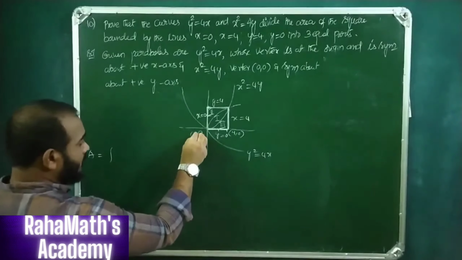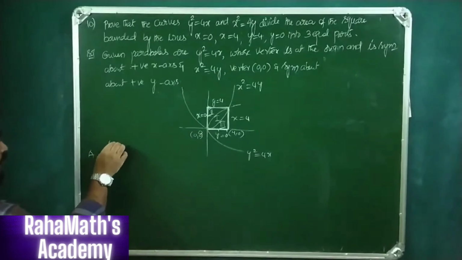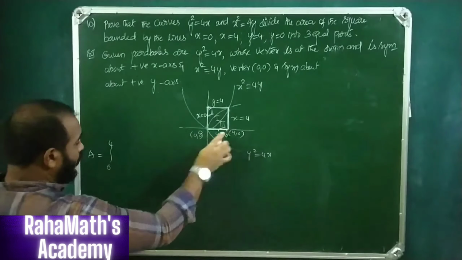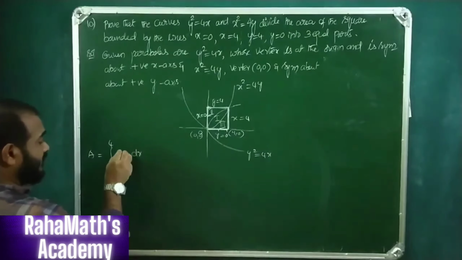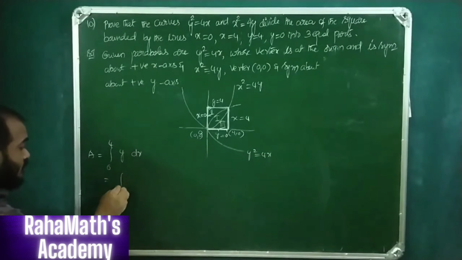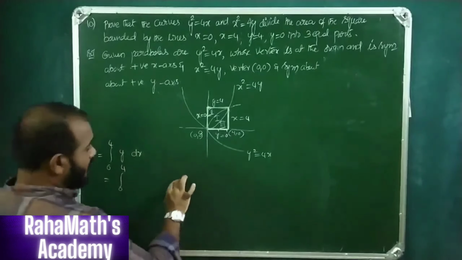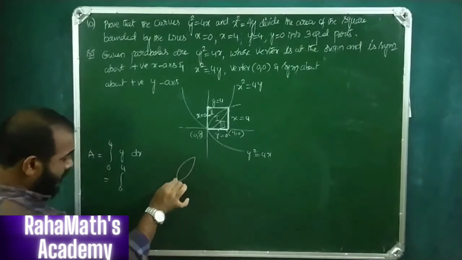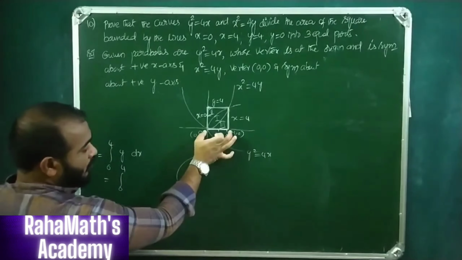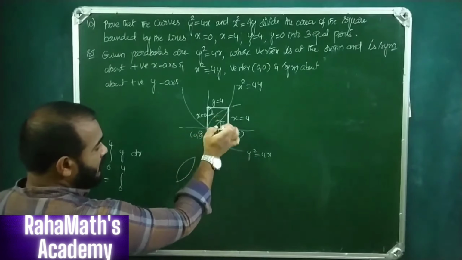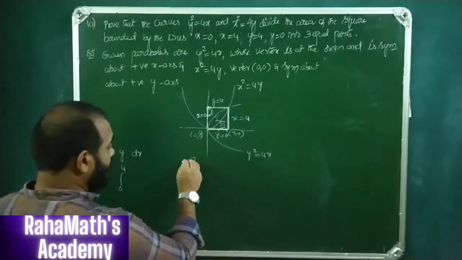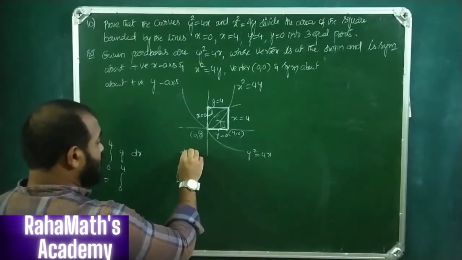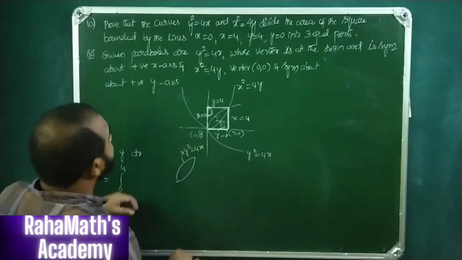This is (0, 0). So 0 to 4 are the limits of x, dx. Dx means y dx, so 0 to 4 here. With respect to the x-axis, this is the upper curve. So what is this curve? This is y square equals to 4x.